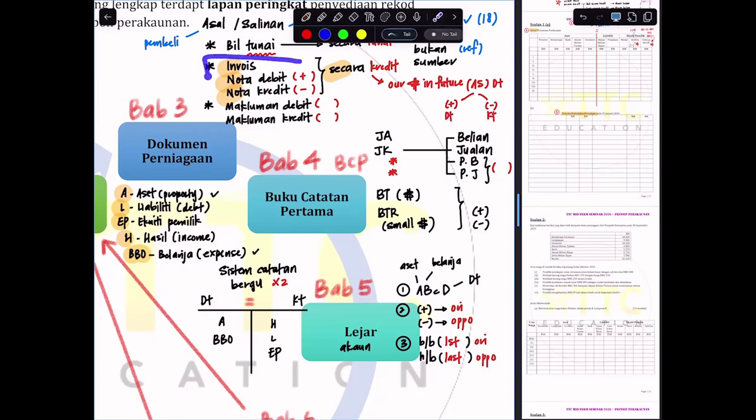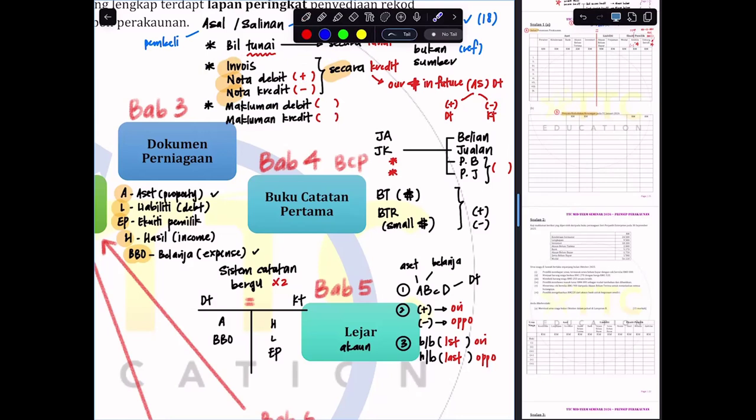So it is related to your nota debit and nota credit, right? Because just now I mentioned asset increase is debit. So if I want to add charges, I will use nota debit. If I want to minus charges, I will use nota credit. That's how you can recognize nota debit and nota credit to add or minus, because it will affect how you record into your BCP later.